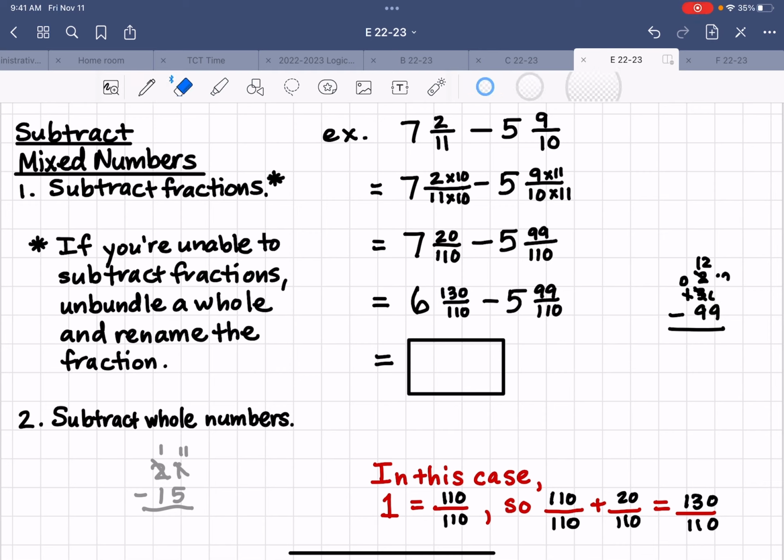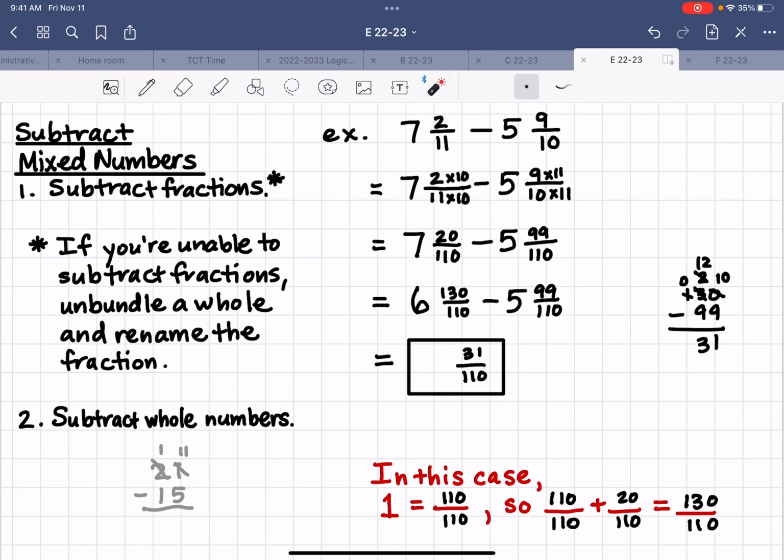Let's subtract. 10 minus 1. 10 minus 1 is 1. 10 minus 9 is 1. And then 12 minus 9 is 3. And 0 minus 0 is 0. So we have 31. So 130/110ths minus 99/110ths is 31/110ths.